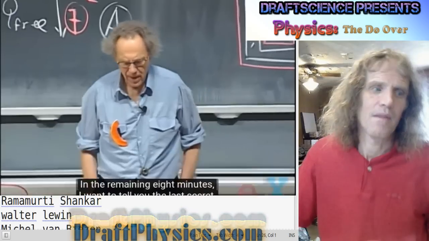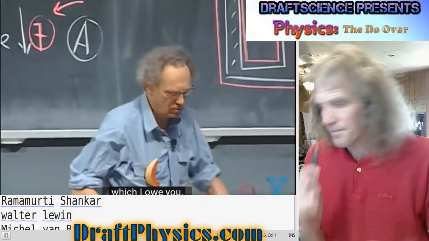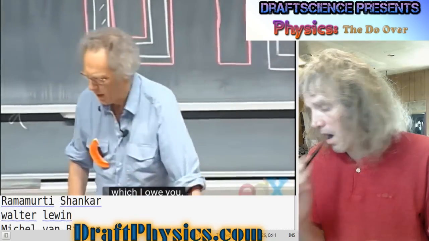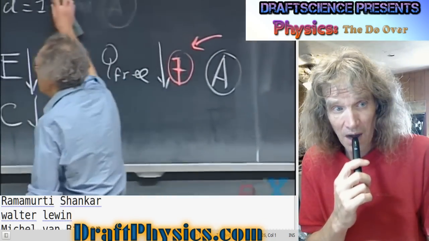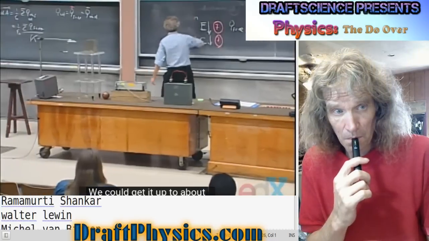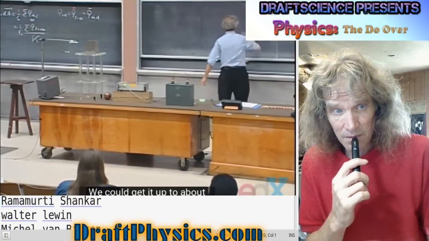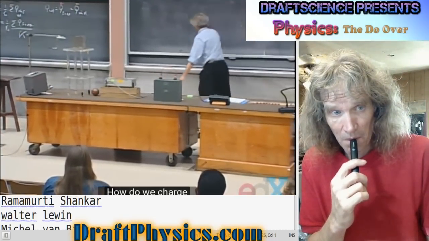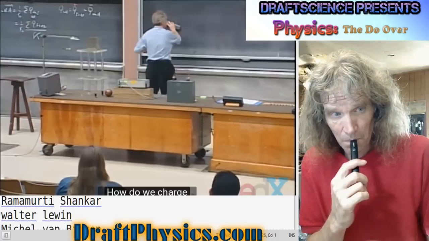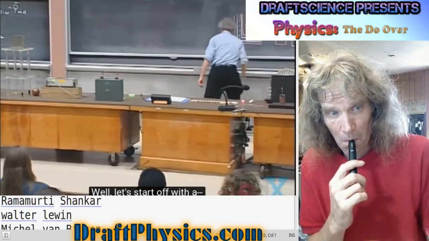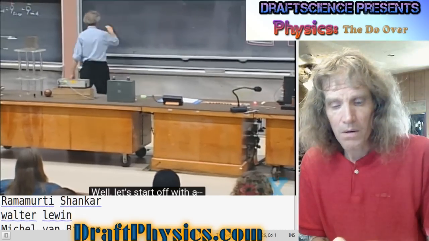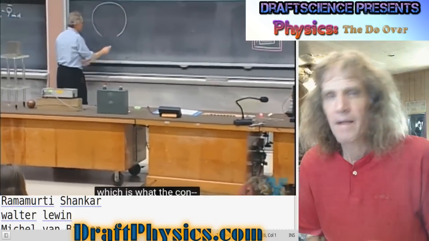In the remaining 8 minutes, I want to tell you the last secret, which I owe you, of the Van de Graaff. And that has to do with the potential that we can achieve. Remember the large Van de Graaff? We could get it up to about 300,000 volts. How do we charge a conducting sphere? Well, let's start off with this hollow sphere, which is what the Van de Graaff is.